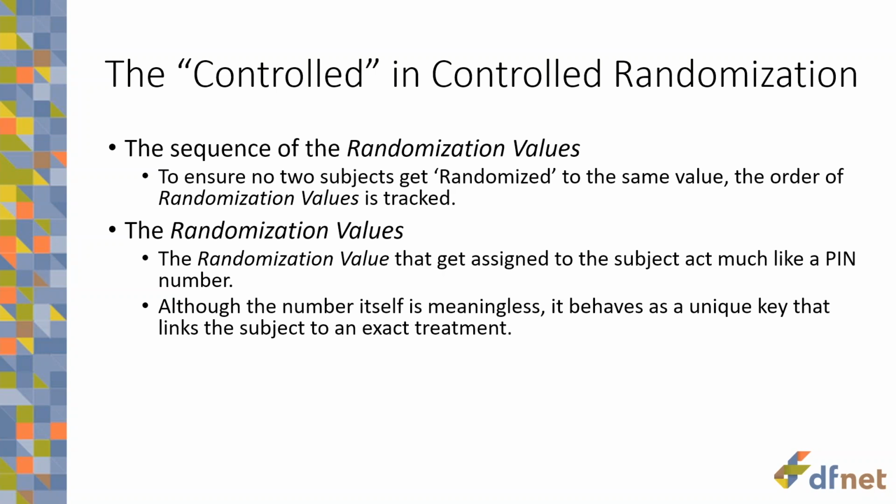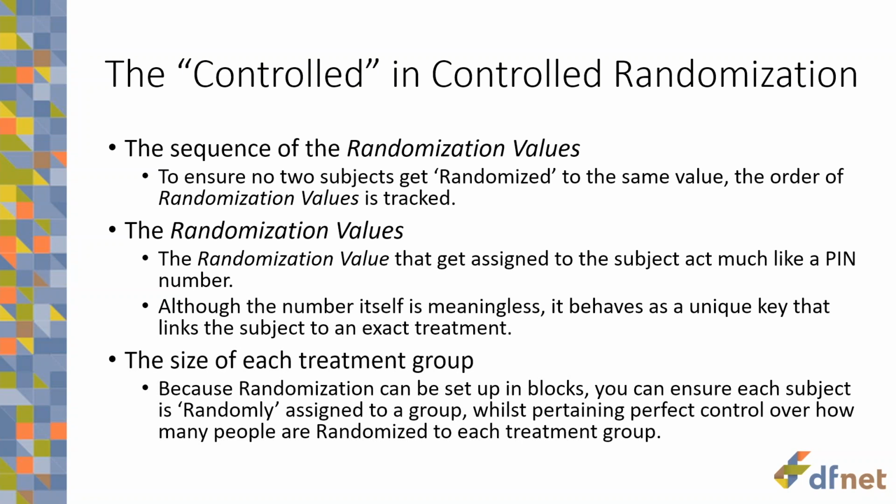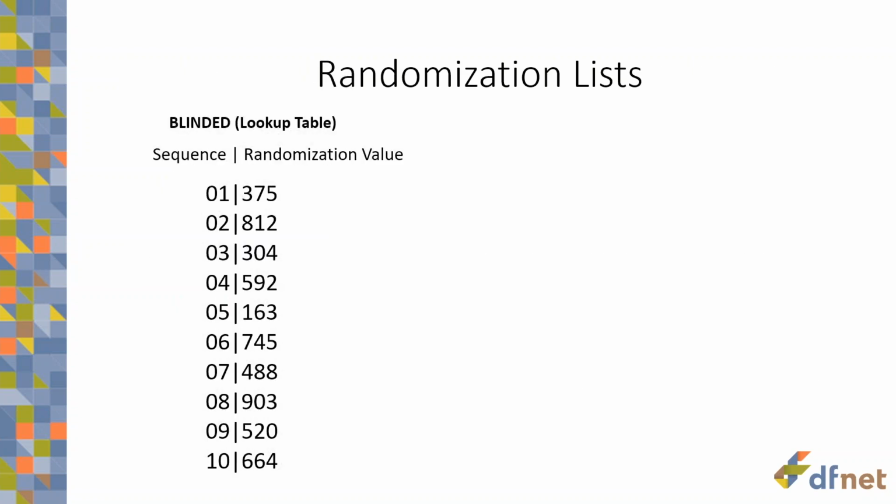These values are meaningless to the database user, to people who have access to the setup, but they are very essential to the pharmacist. And then the final controlled part is the size of each treatment group, so you know exactly how many people will land in each group, and that is what we're going to cover next.